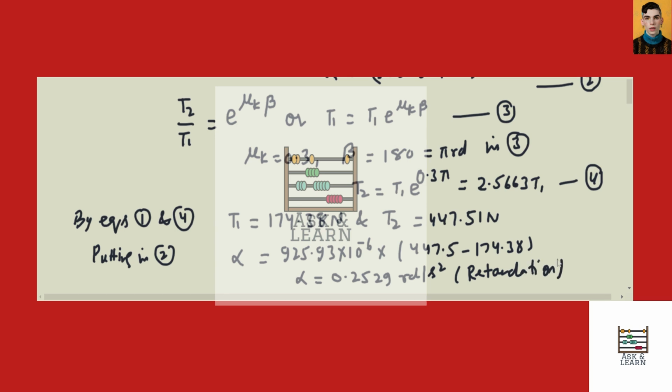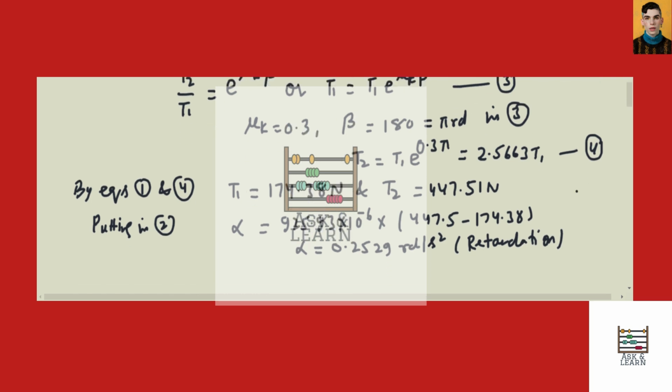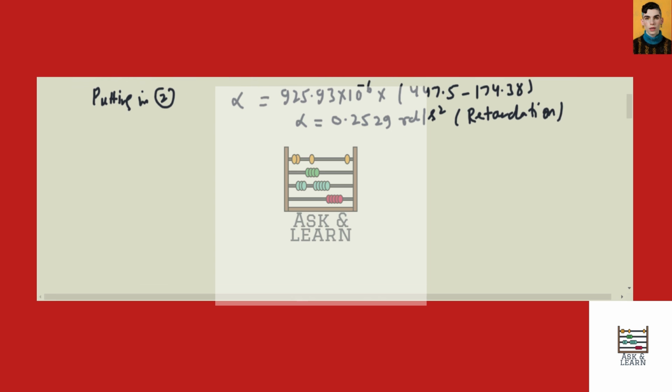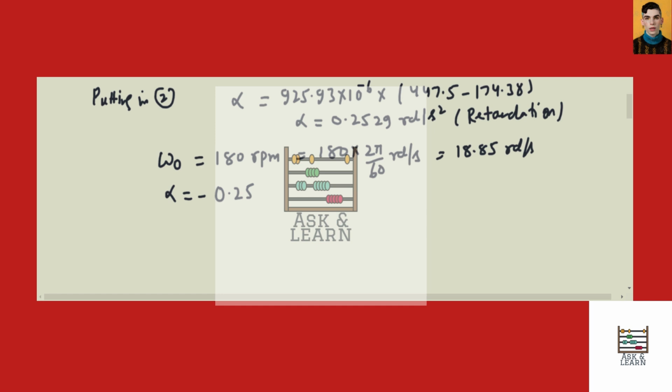Now we have to calculate the time in which the wheel and drum will come to rest. You know omega naught is given 180 rpm, or 180 into 2 pi upon 60 radian per second. So this would be 18.85 radian per second. Alpha is negative because it is retarding, 0.2529 radian per second square. Finally, it is coming to rest.